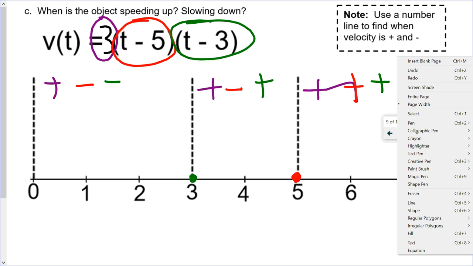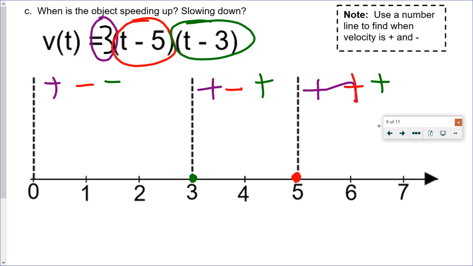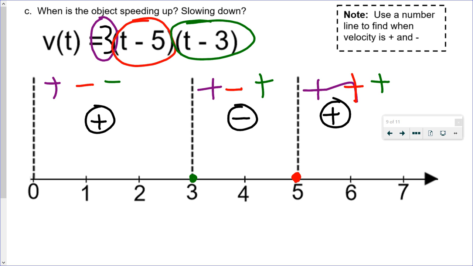So velocity is the product of those factors. So let's look at the product here. So we have a positive times two negatives, so that means that velocity is positive here between 0 and 3. It will be negative between 3 and 5, and it will be positive greater than 5. So that's the first part of determining if it's speeding up or slowing down, is determining where the velocity is positive or negative. The second part is figuring out acceleration.